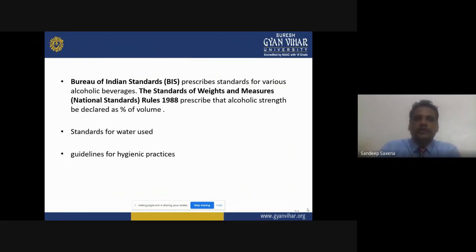Bureau of Indian Standards, which is the BIS, prescribed a standard for various alcoholic beverages. The Standards of Weights and Measures Rules 1988 prescribed that the alcoholic strength be declared as percentage of volume. The standard for water use, guidelines for hygienic practice.